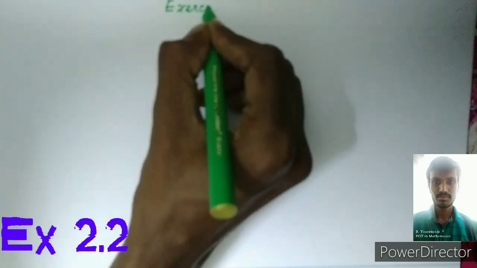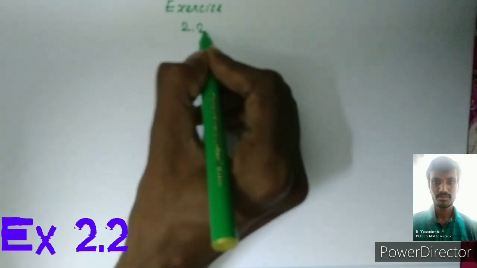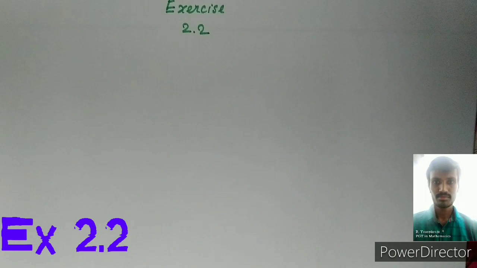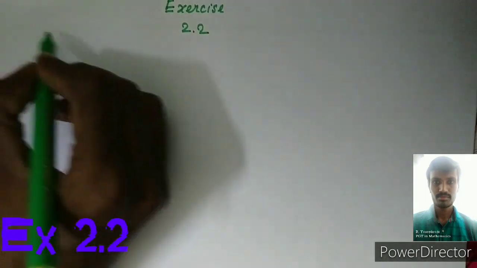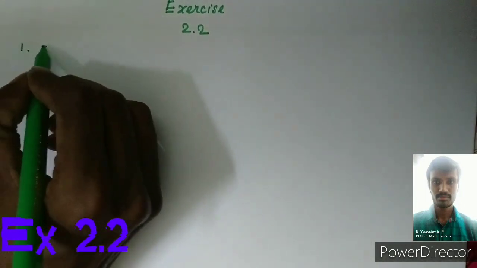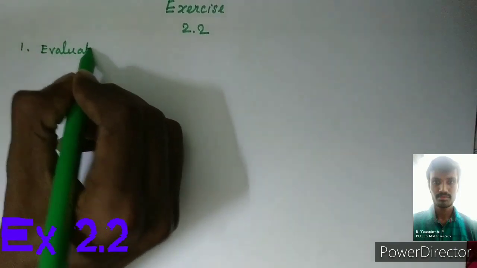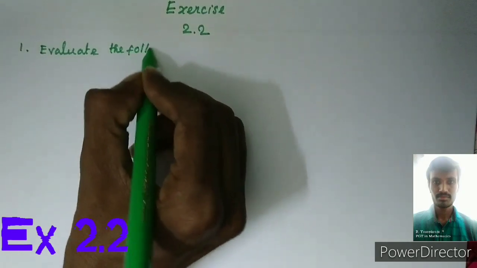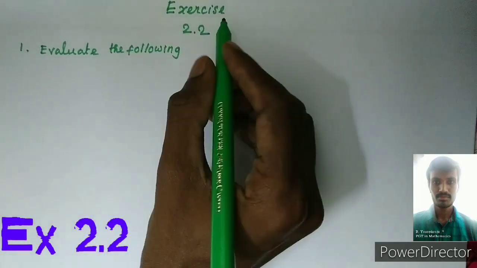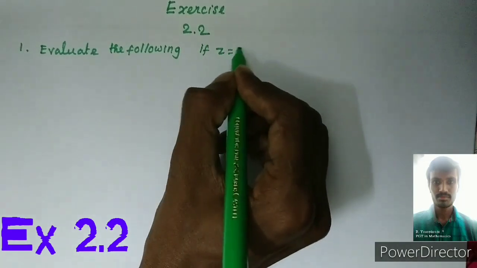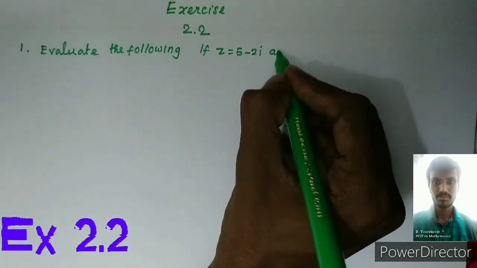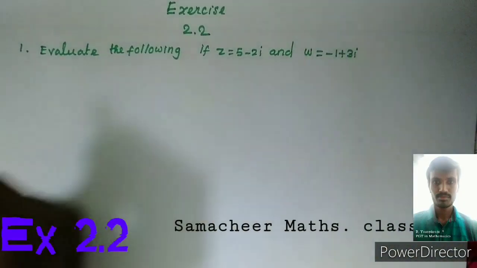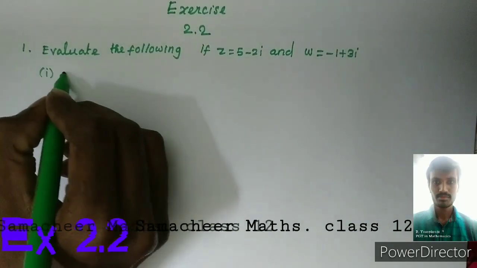Exercise 2.2, problem number 1. Now we want to evaluate the following questions. Here Z and W values are given. Z and W are complex numbers. Z equal to 5 minus 2i and W equal to minus 1 plus 3i.